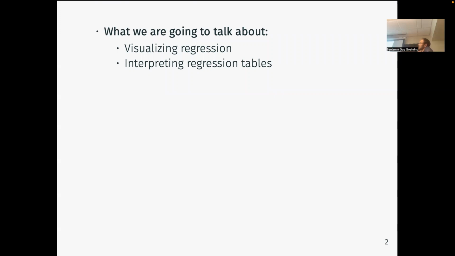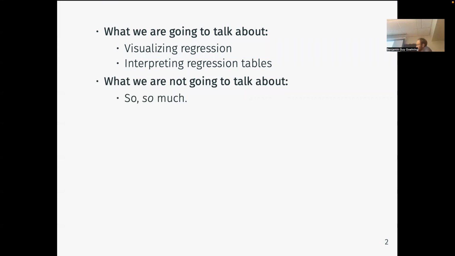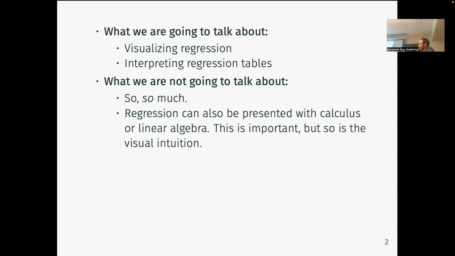We're also going to try to apply that to interpreting regression tables that you'll see in just about any quantitative social science paper. It might not be a regression like the ones we're doing today, but it'll be some type of statistical test that'll probably be pretty similar. What we're not going to talk about is lots of stuff. Like I said, this can all be presented very formally.